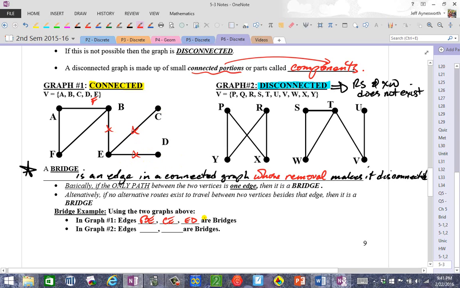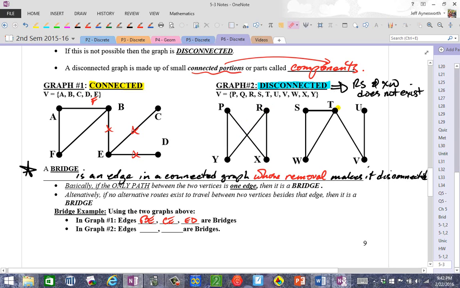On the graph on the right, in the second graph, what would be the edges that would be classified as bridges? All right. Well, if I took out, let's say, PY, well, then P would still be connected to X and Y would still be connected to R. So PY is not a bridge. If I took out PX, P would still be connected to Y and X would still be connected to R. So that's not a bridge either.